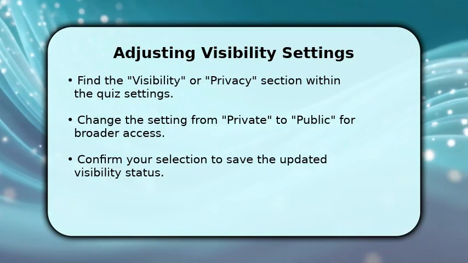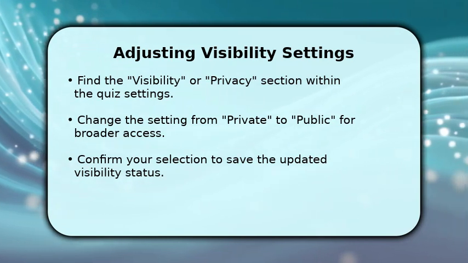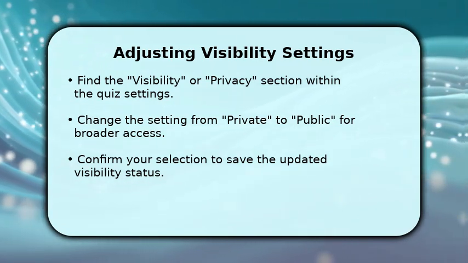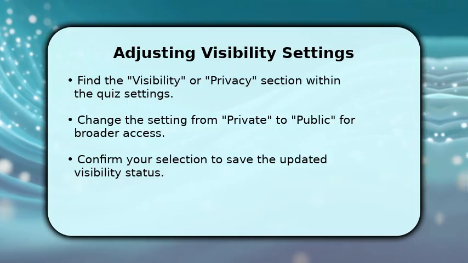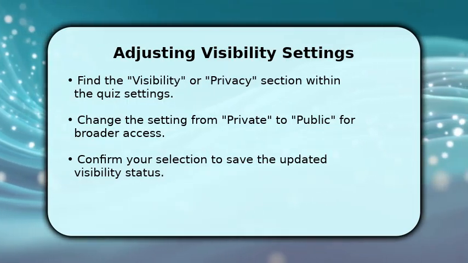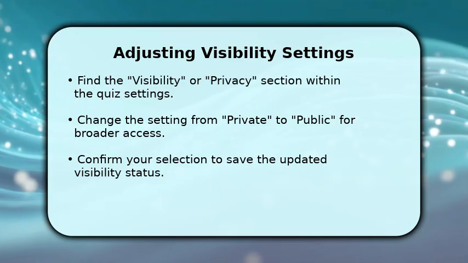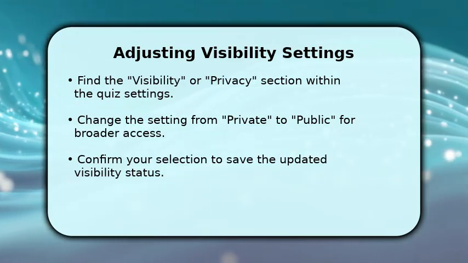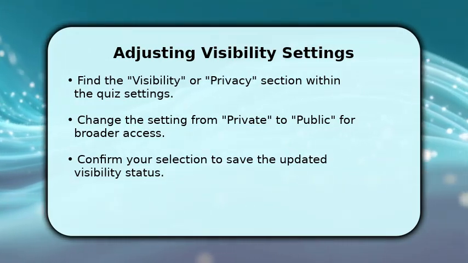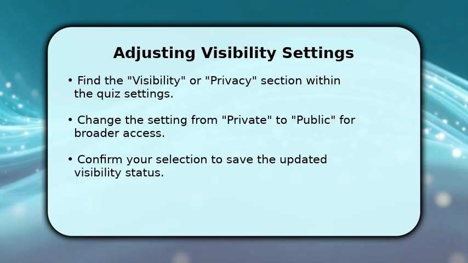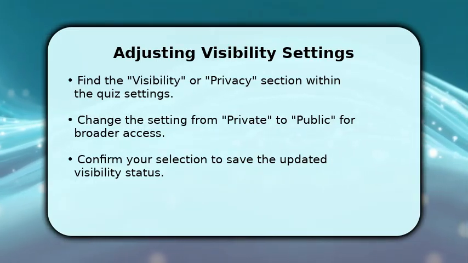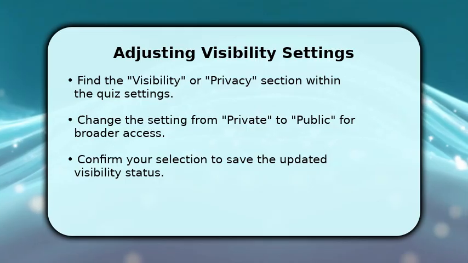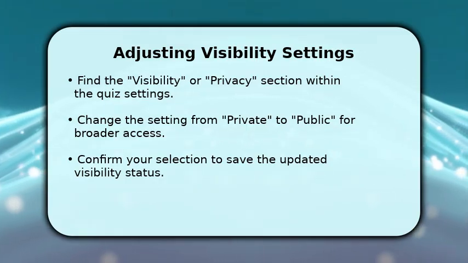Now that you're in the quiz settings, scroll down to find the Visibility or Privacy section. This is the crucial step. You'll likely see an option currently set to Private. Click on this to change it to Public. Making it public means anyone can search for and play your Kahoot. Don't forget to save your changes after selecting Public to ensure the new setting is applied correctly. It's that easy to share your quiz with the world.